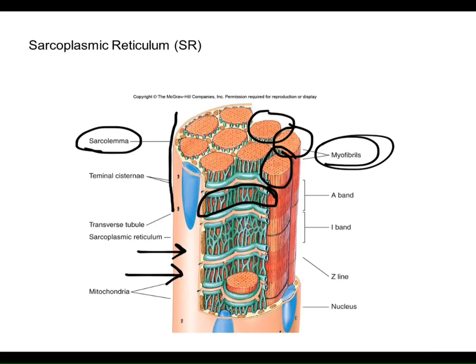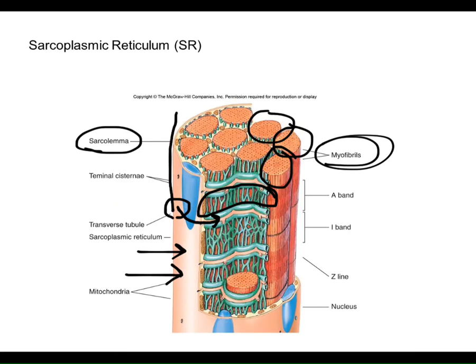Sarcolemma. And that signal is going to dive down into the T-tubule. And that's what this opening is. That opening is for the T-tubule. And what does it do? It comes down here. And what are we going to find down in the T-tubule?